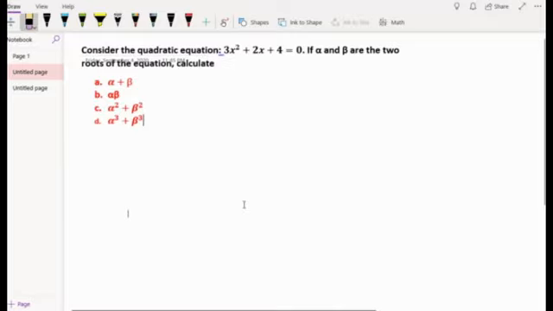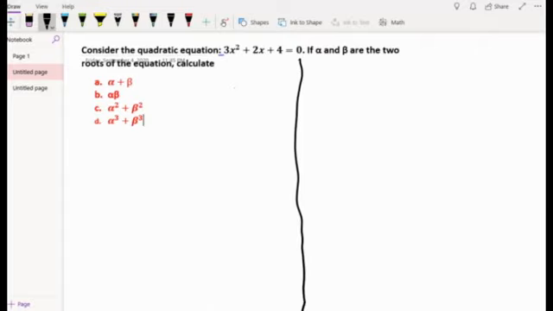So today we are going to be considering the sum and the product of quadratic roots. The first thing we are going to talk about is the general appearance of a quadratic equation, which is given as ax squared plus bx plus c is equal to 0. And in the last video, we derived the sum and the product of roots.